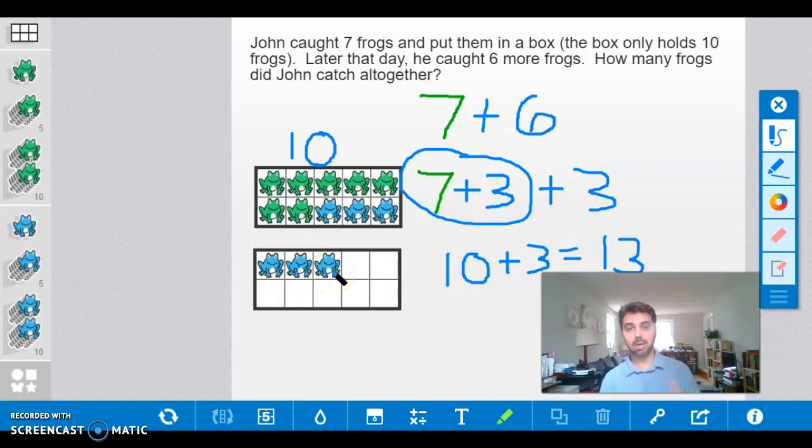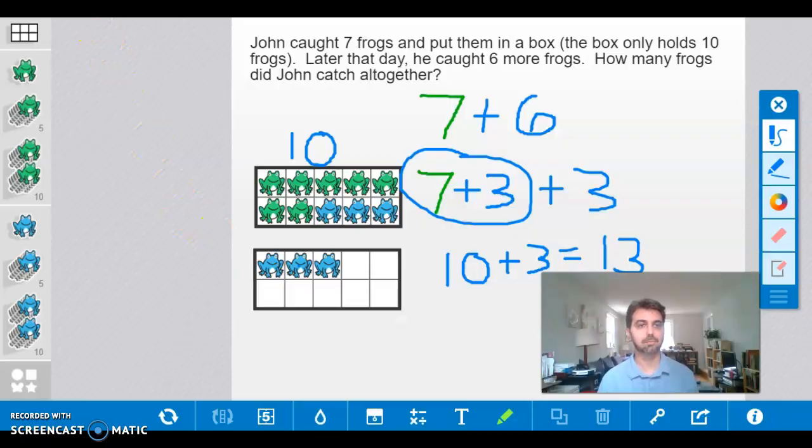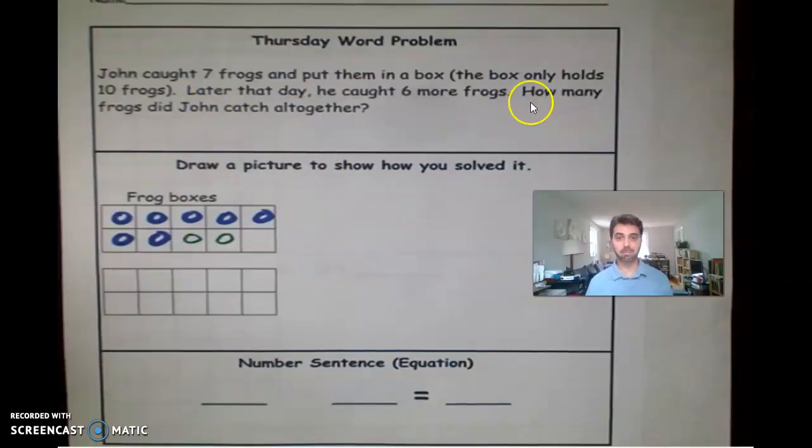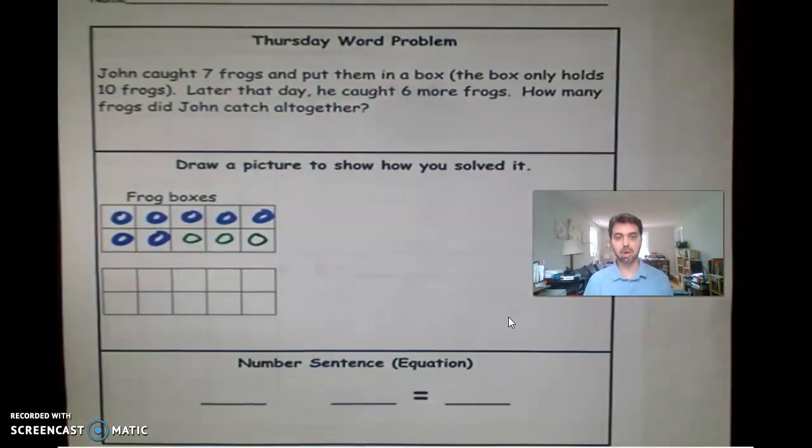Okay, if you need to watch that again or pause the video to think about that, go ahead and do it. We're going to move on to our word problem of the day, which is, well, you've already seen it, but we're going to see what it looks like on paper, okay? So here we go. It's the same word problem, right? I've already drawn in some of the frogs. I didn't finish yet.